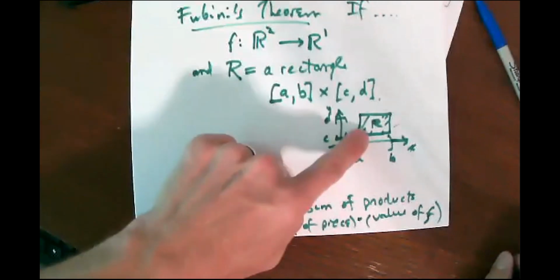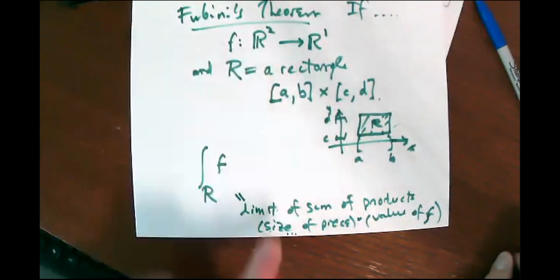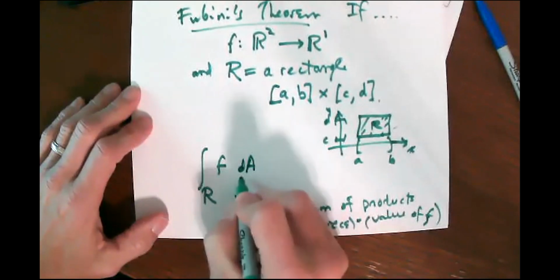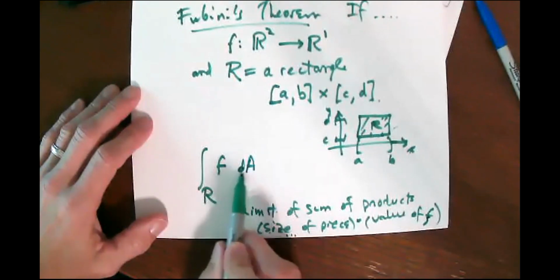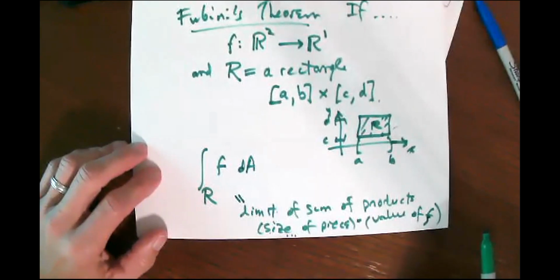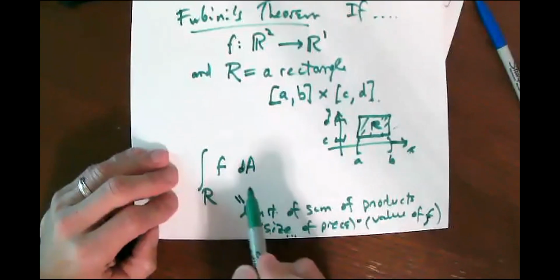If you do that in this setting, when you break a rectangle up into a bunch of little pieces, the way to measure the size of the rectangle would be the area of the rectangle. So the notation we will use is to put dA. You're multiplying a value of the function f times an infinitesimal amount of area. And that's what this set of symbols is supposed to represent.